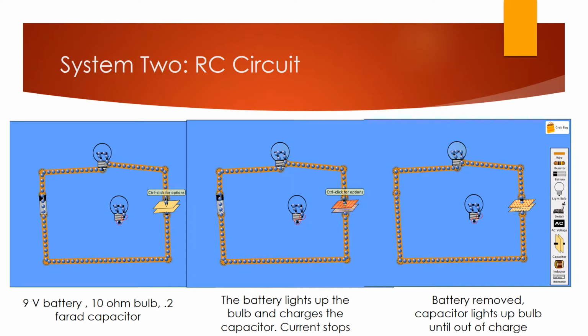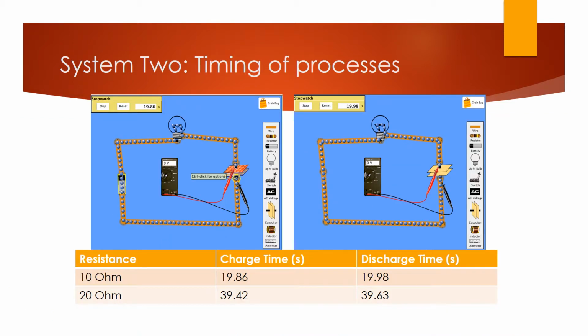The second system we looked at was an RC circuit with a 9-volt battery, 10 ohm bulb, and a 0.2 farad capacitor. We observed how over time the light bulb started out very lit up and then dimmed, while the capacitor was charged fully. And then we also observed how when the battery was removed, the capacitor began to let out its charge to light up the bulb. After making those observations, we were able to actually record the charge time and discharge time for both a 10 ohm light bulb and a 20 ohm light bulb in that system. Those values are shown at the bottom of the screen.